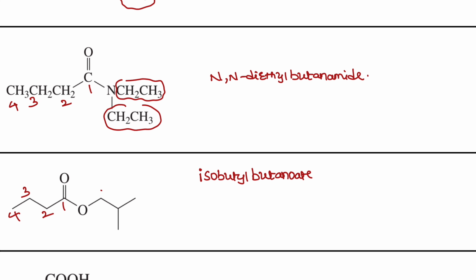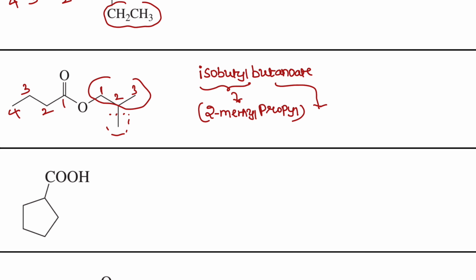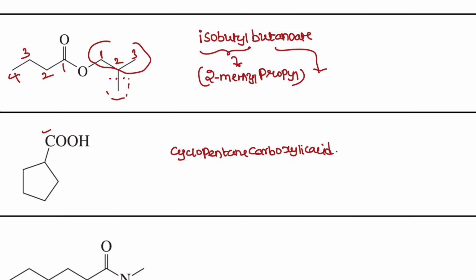So here this is 1, 2, 3. At the second position there is a methyl group, complex substituent. So that is 2-methyl. Here it is 3 carbons, propyl. Instead of isobutyl you can use this, and butanoate is the same. And again special suffix we have to use, and this is a cyclopentane carboxylic acid, not oic acid, carboxylic acid, special suffix.